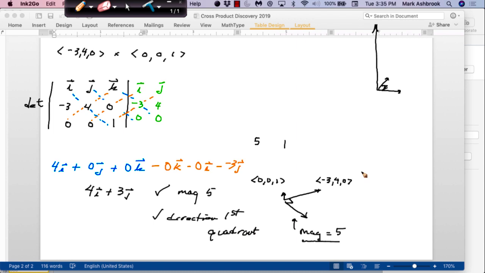So there's two aspects to this. There's the meaning of the cross product. Now, you have to talk about two things because the cross product is a vector, not just a scalar, right? So you have to talk about its direction and its magnitude.